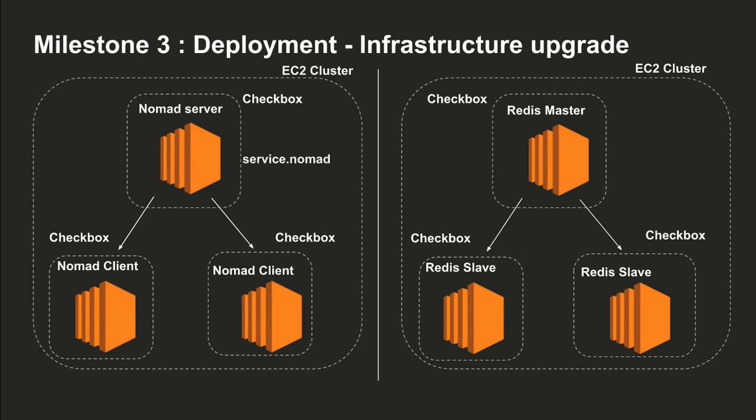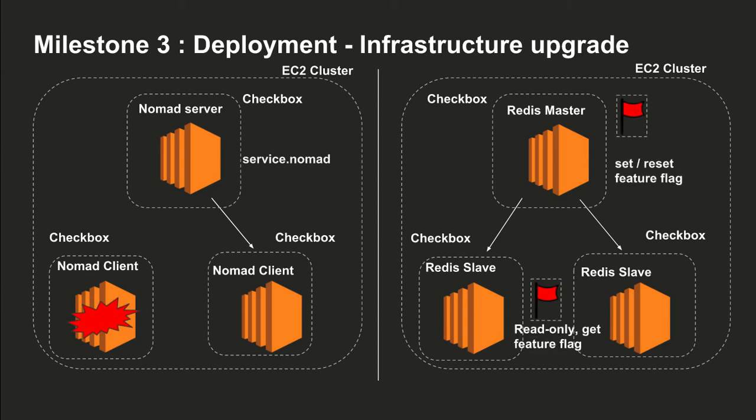For our second part, we created Nomad and Redis clusters. In the Nomad cluster, we created 2 clients and showed that the other client takes over if one fails. Whereas in the Redis cluster, we created 2 slaves to reflect the changes made in the server and implemented the feature flag functionality.